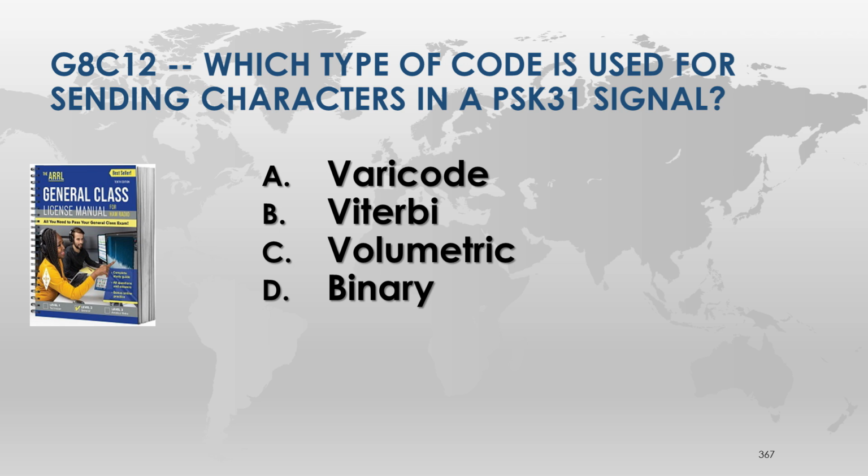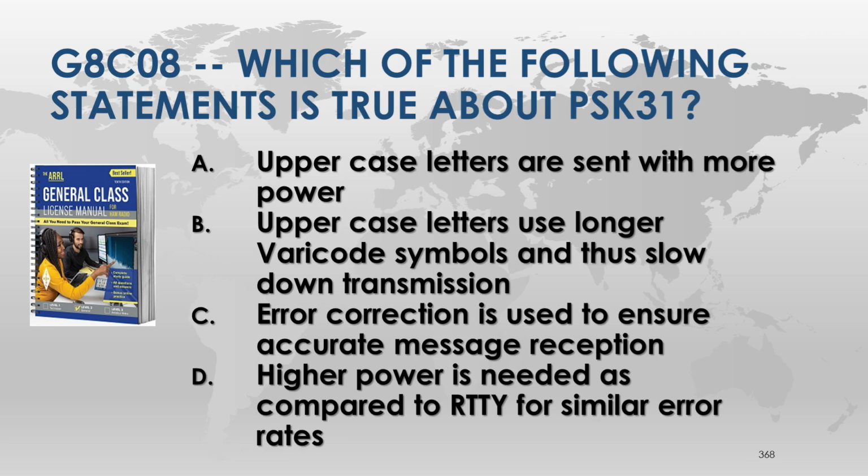Okay, which type of code is used for sending characters in a PSK31 signal? PSK, what kind of code? Alpha. Varicode. Which of the following statements is true about PSK31? What about that? Does it use error correction? It's Bravo. PSK31 does not have error correction. But it does have Varicode. It does have Varicode, and the caps slow it down.